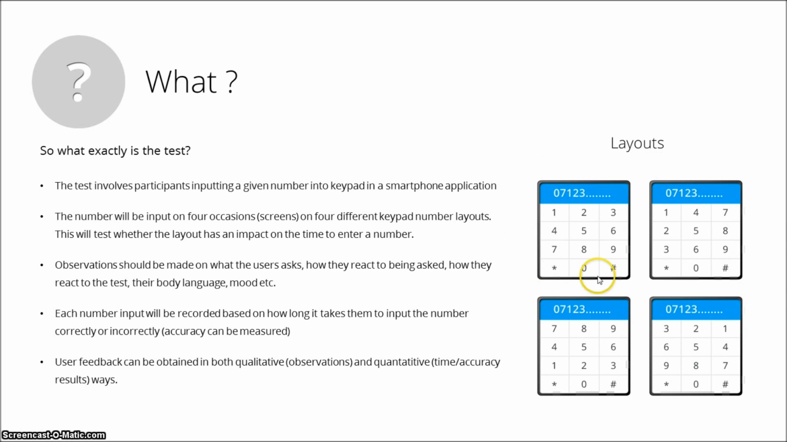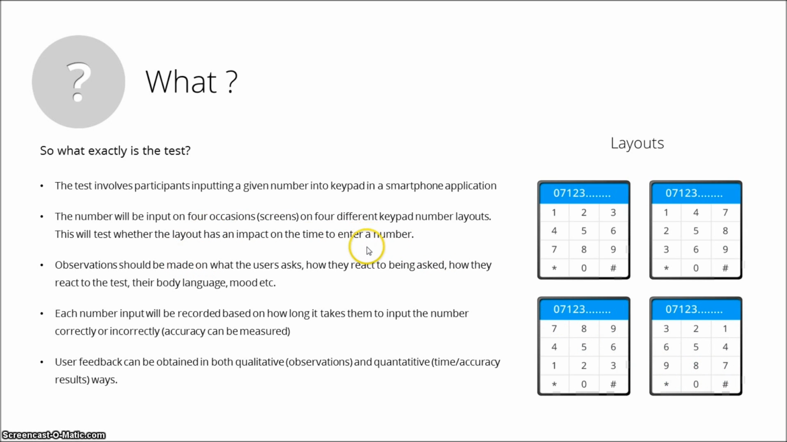The first one represents a typical keypad layout that you would find on any smartphone. The second shows the numbers vertically. We then have a keypad which is commonly seen on calculators or on keypads on a keyboard. And finally, the fourth layout will be the numbers but just displayed in a backward format.